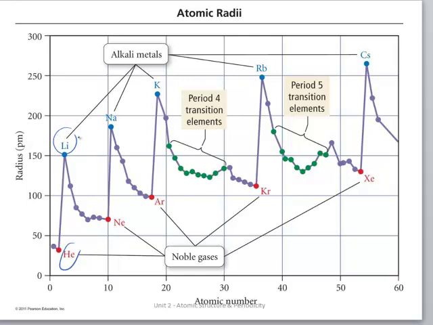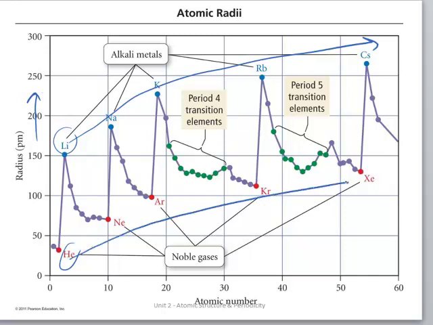As we go down a group from lithium to sodium to potassium to rubidium to cesium, what's happening to our radius? Well, of course, it's increasing. The radius is going up as a function of going down a group. Okay? The same thing holds true for the noble gases. Atomic radius increases as we go down a group. And so that is the periodic trend. As you go down a group, atomic radius increases.